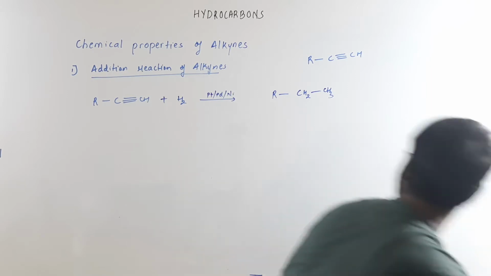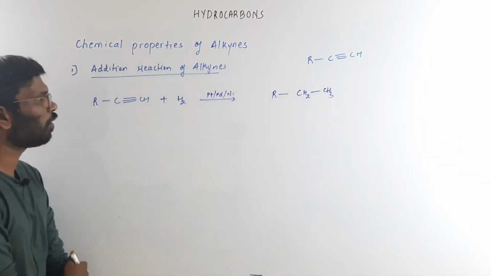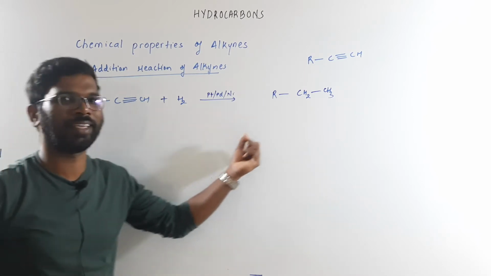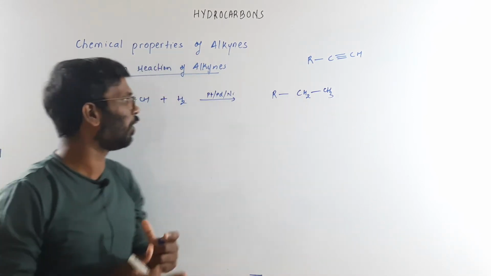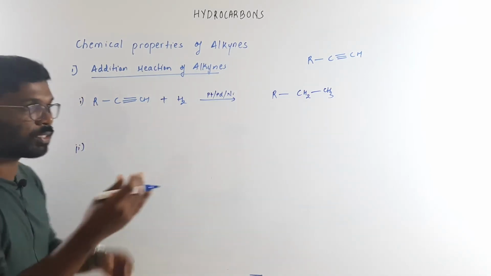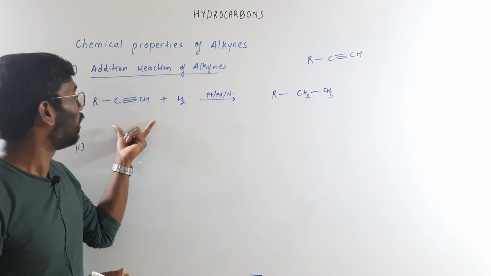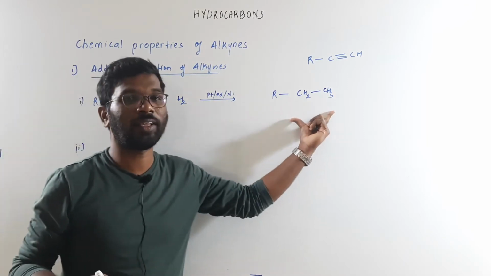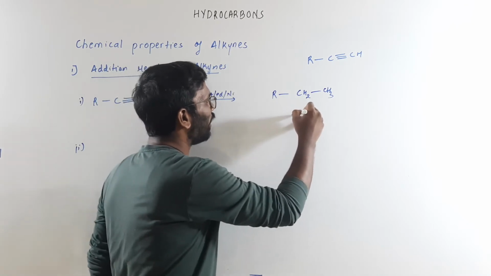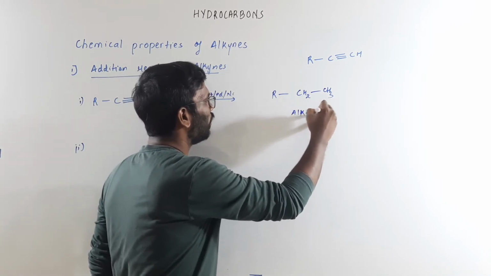It will get converted to the alkane. First there will be a formation of the alkene, then there will be formation of the alkane. That is how it takes place. This is one way. The other way, if you want the reaction to just get stopped at the alkene, here the alkyne is directly converting to the alkane, right? This is the reaction we can write.